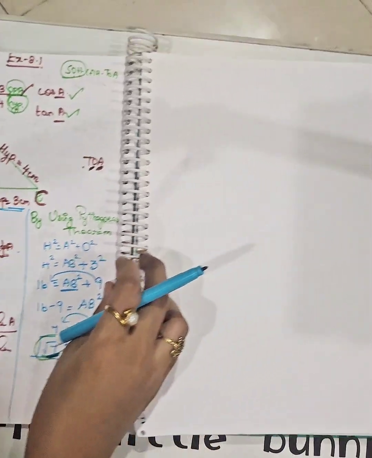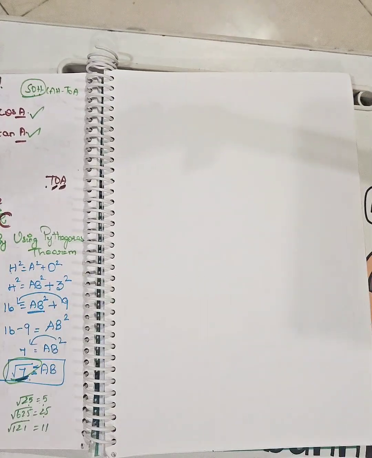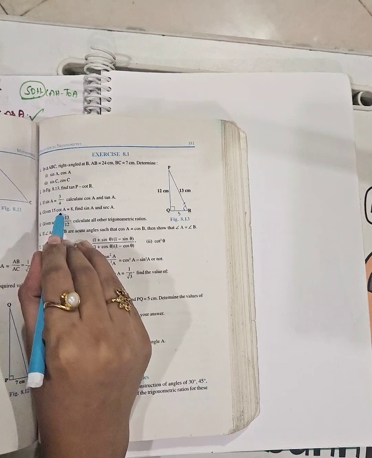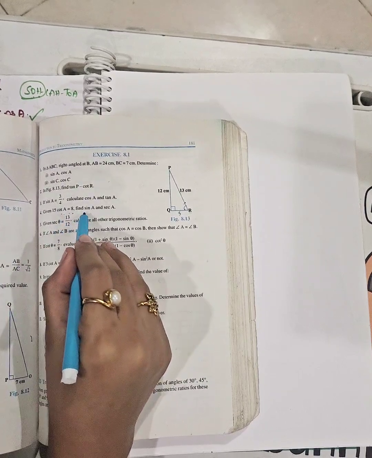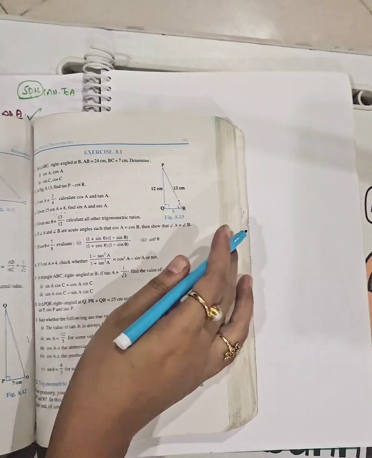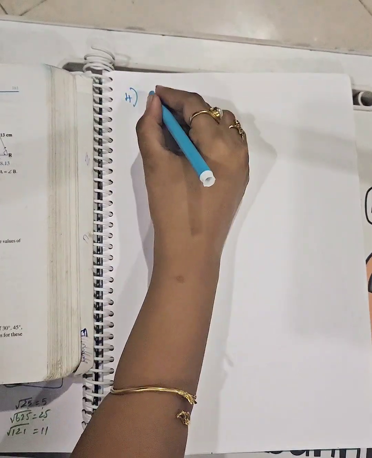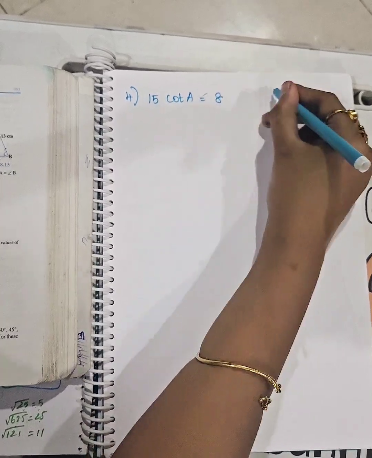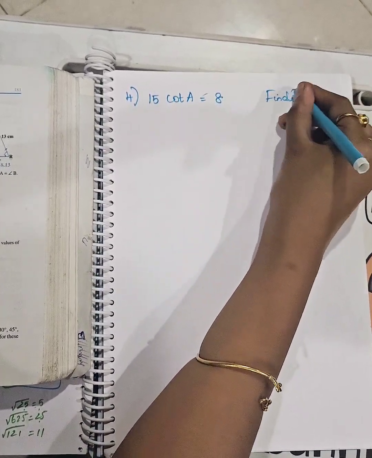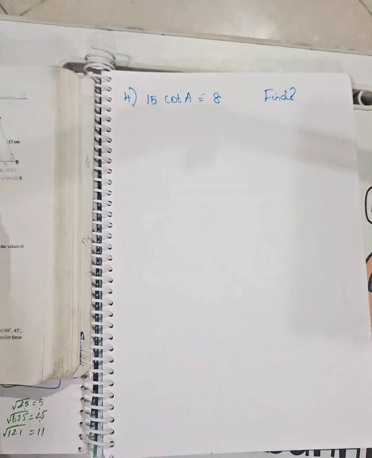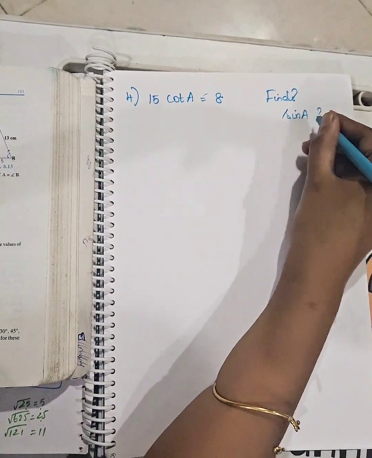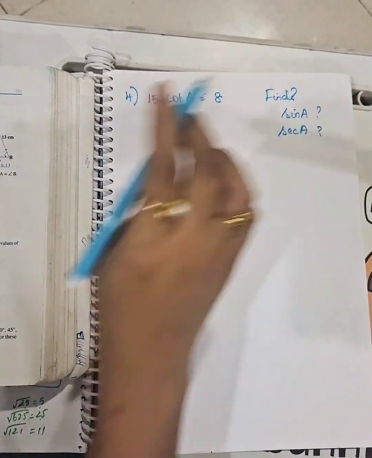Now, next one, let's move on to the fourth sum under exercise 8.1, which is nothing but this one. The given is 15 cot A equal to 8. Find sin A and secant A. So the fourth question is 15 cot A is equal to 8. So what are they asking us to find? Sin A and secant A. So this is what we have to find.